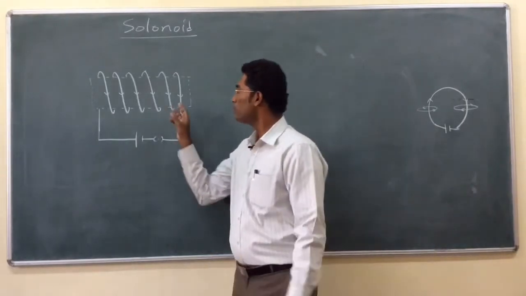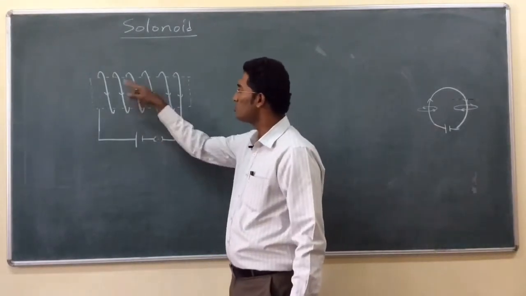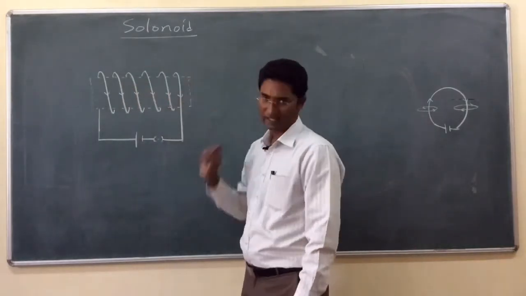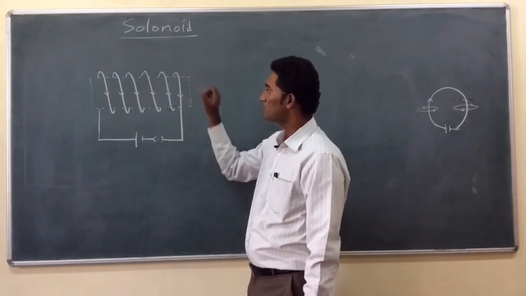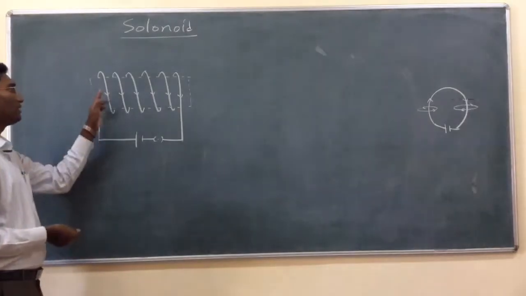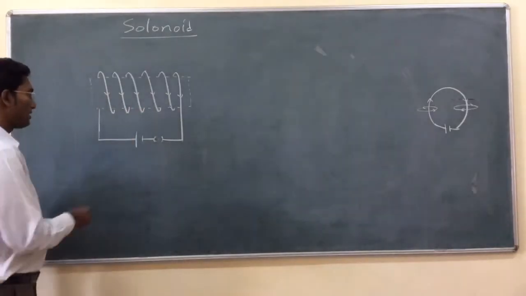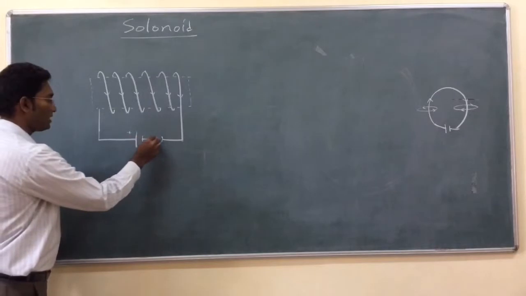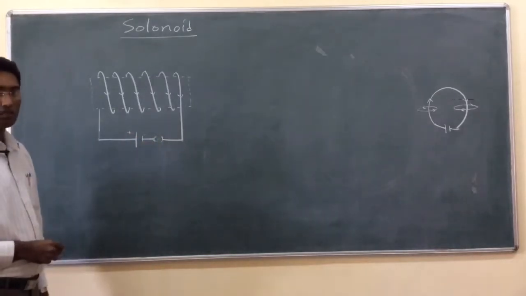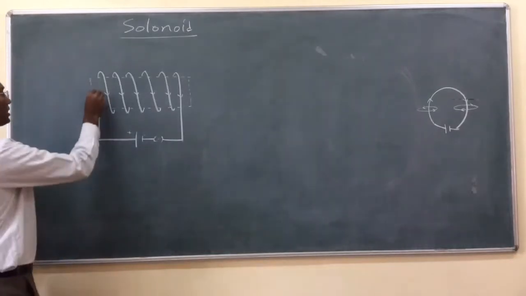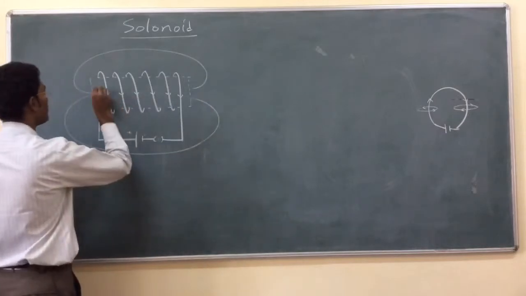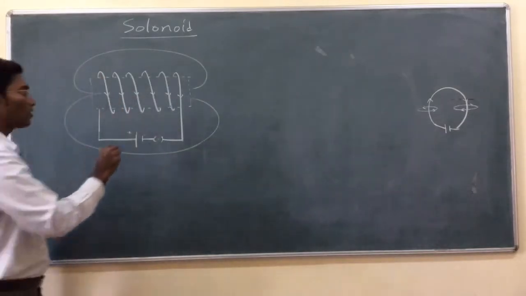Now these loops of wire are wound around an insulated surface. You can see here this is a solenoid having a large number of turns, and this is a cell or a battery, and we have a switch. So when we switch on the battery or cell, it produces a magnetic field around it. The solenoid produces a magnetic field around it.